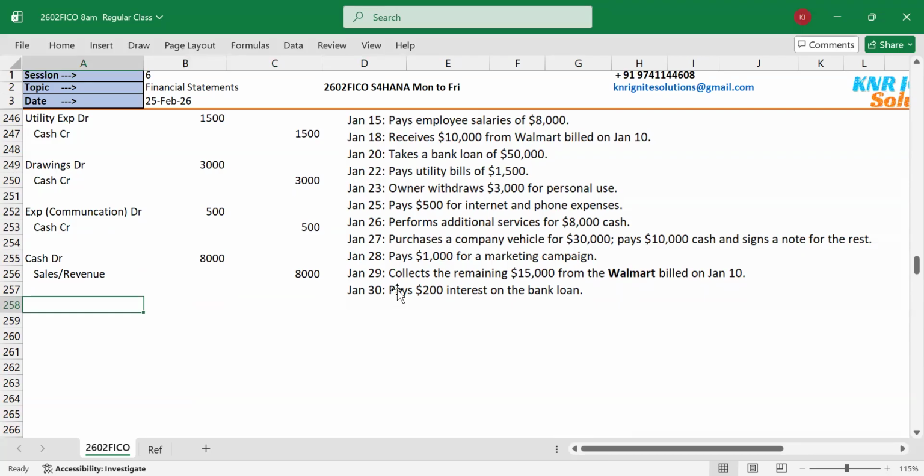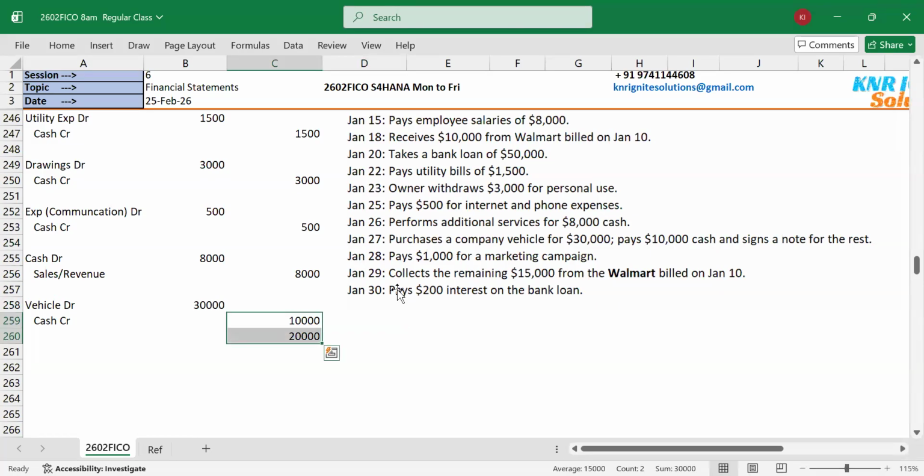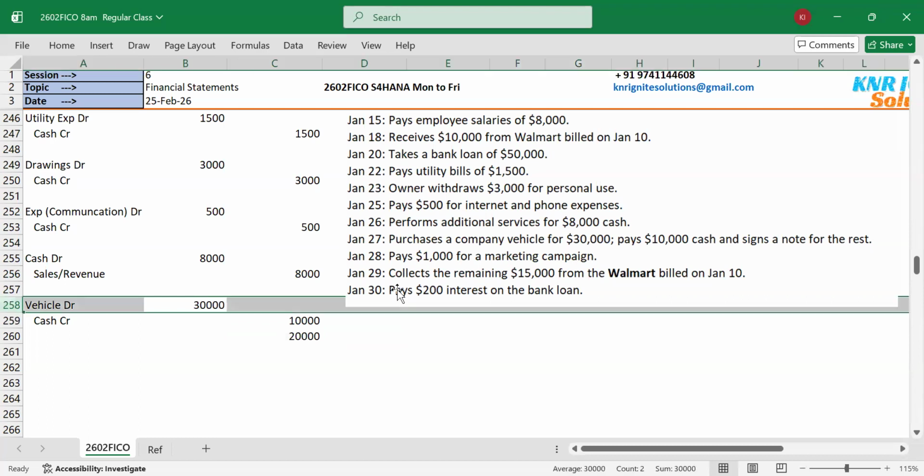Let's see what is coming in when I purchase a vehicle. The vehicle is coming in, which is an asset, a fixed asset. I'll record this as a vehicle account debit. The value of the vehicle is 30,000. Out of 30,000, cash is going out, 10,000, and the remaining 20,000 is a pending amount. Together it is 30,000, matching my vehicle amount.